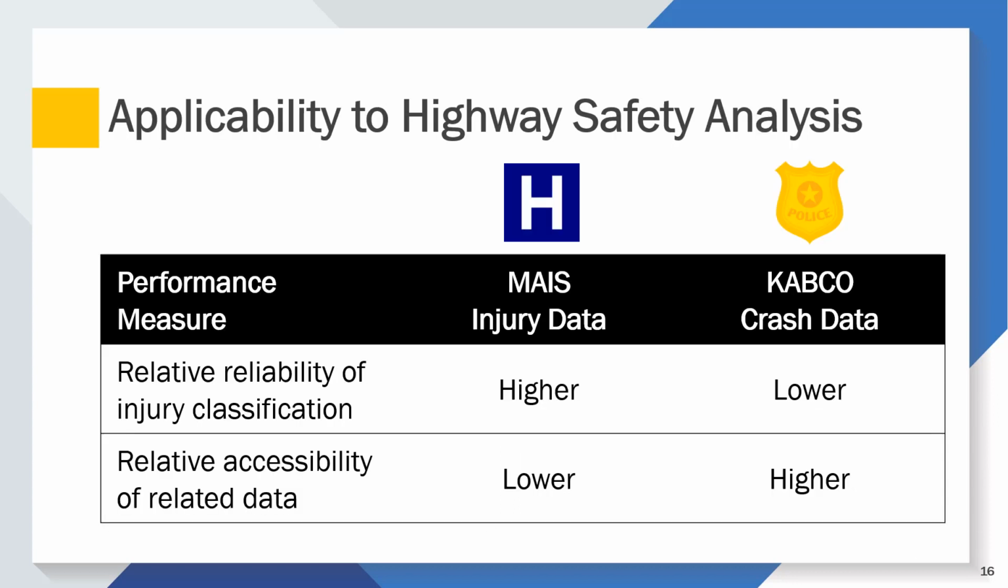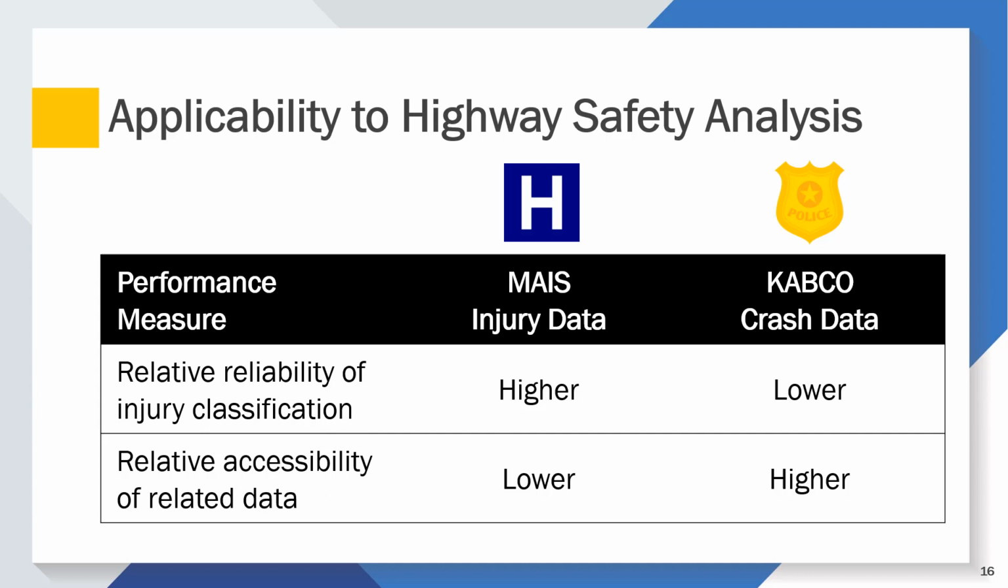Economists usually estimate crash costs in the MAIS injury scale because the type and nature of injury is more reliable than KABCO. However, most highway safety practitioners don't have access to medical records, and medical records are kept for each individual person, not each crash. As such, safety analysts typically conduct highway safety benefit cost analysis in terms of crashes classified by KABCO severity level. KABCO-based crash data is generally available from law enforcement reports.